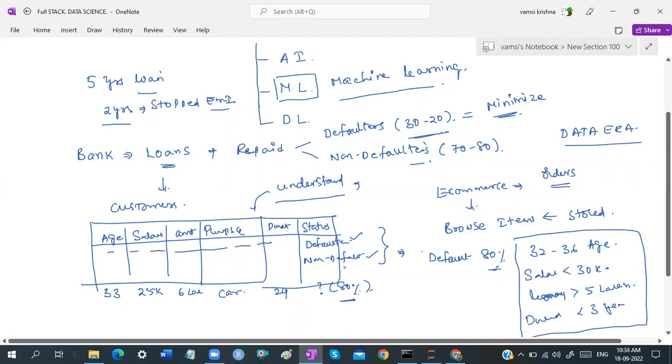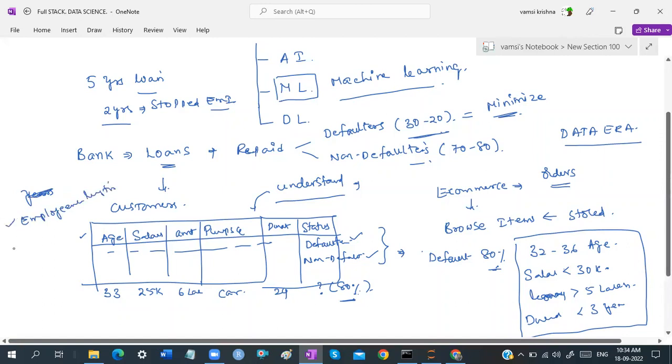But the main problem here is that in real applications, the data is not that simple like age, salary, amount, purpose, and duration. There are so many factors, so many columns, so many variables. We'll even have information like from how many years he is working in a company, his employment length. What is an employment length?